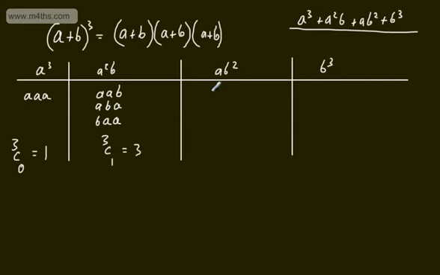What about ab squared? Well, let's start with bba. We need 2 b's and an a. We can have on the next one bab, and then finally we can have abb.